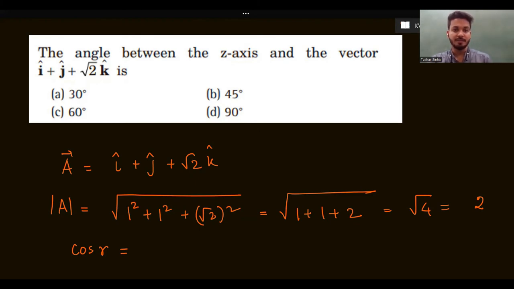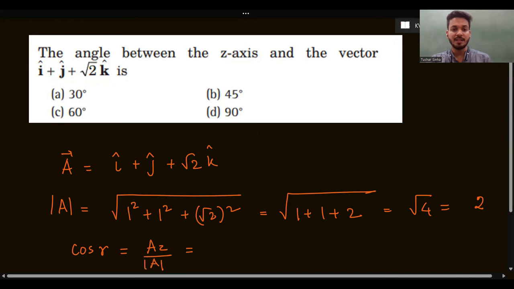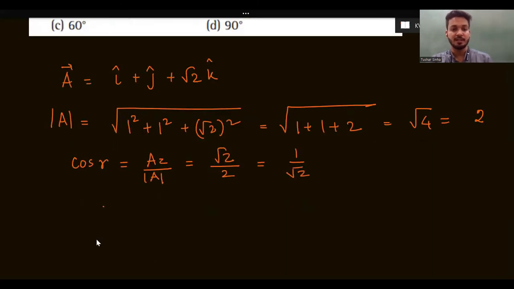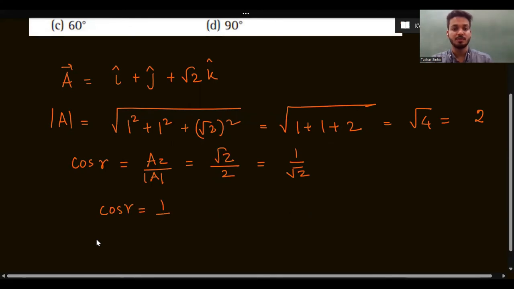The z component, so like AZ divided by magnitude of A. So in our case, the z component is root 2 and divided by 2. So if you do this, you will get 1 by root 2 as your answer. So essentially, we are looking for an angle. So cos gamma is equal to 1 by root 2.